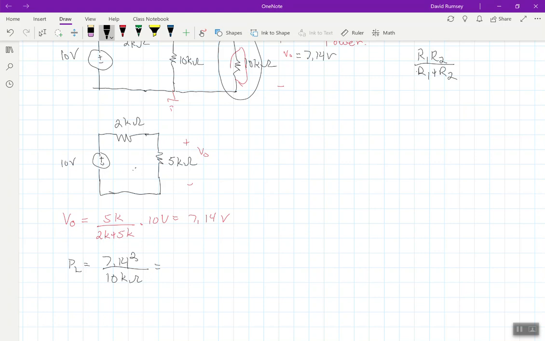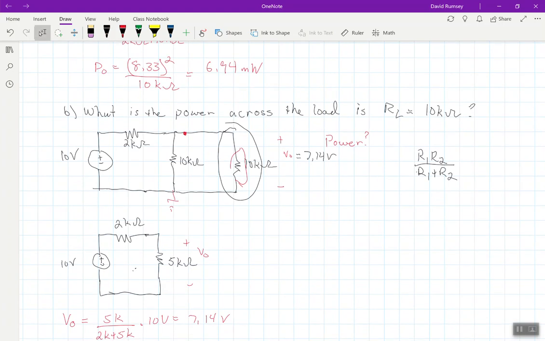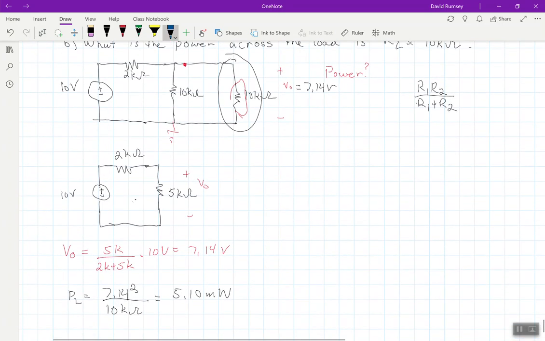what do we get here? We get 5.10 milliwatts. So I want to point out two things. When we didn't have a load attached, the power dissipated essentially where we'd be attaching the load was 6.94 milliwatts. So we didn't get 6.94 milliwatts on the load. We only got 5.10 milliwatts on the load. And this is what's sometimes referred to as a loading effect by the resistor.